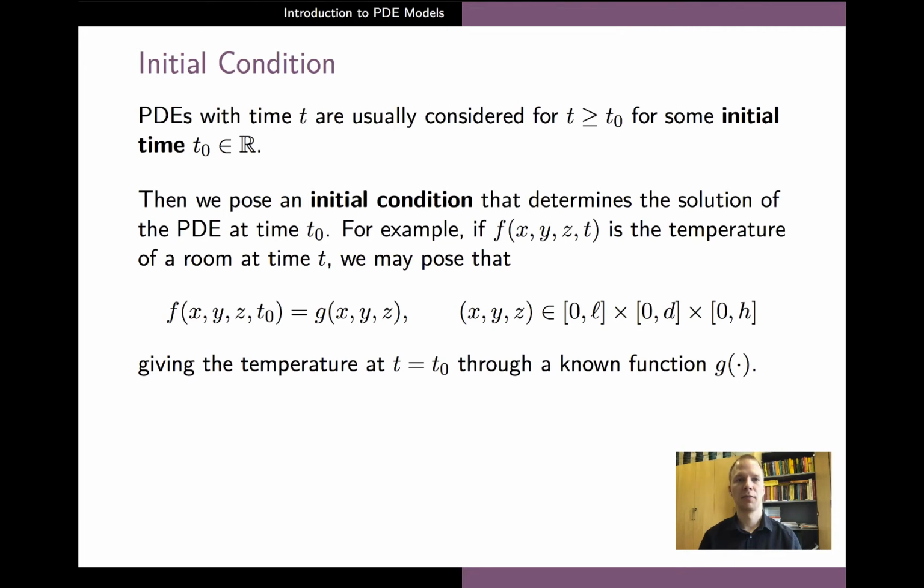And for example, when considering the evolution of the temperature of the air in a room, the initial condition states that the temperature profile is given by some known function g at the first time instant of the equation.